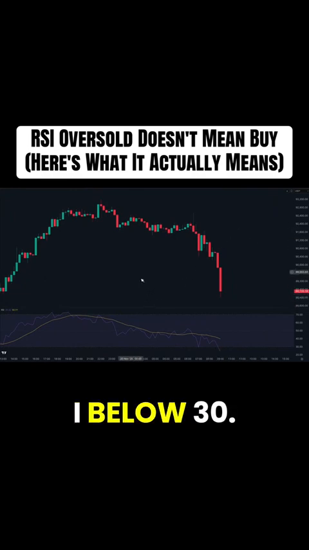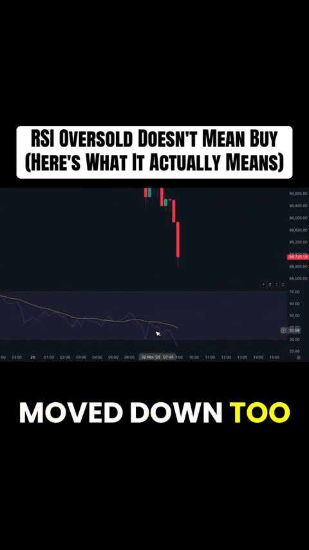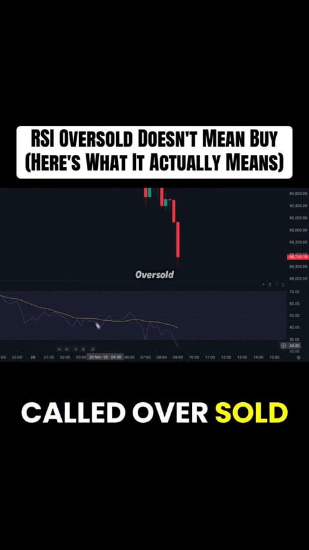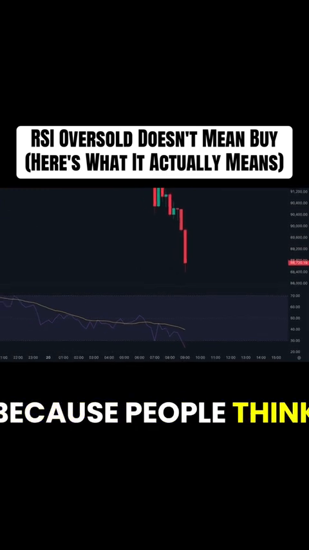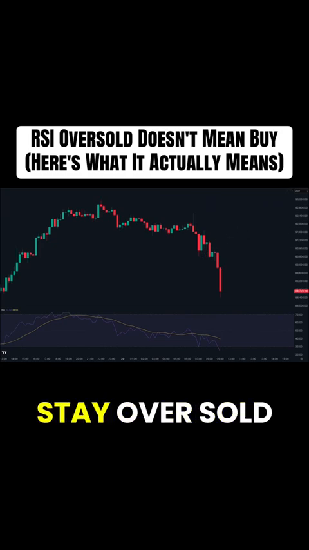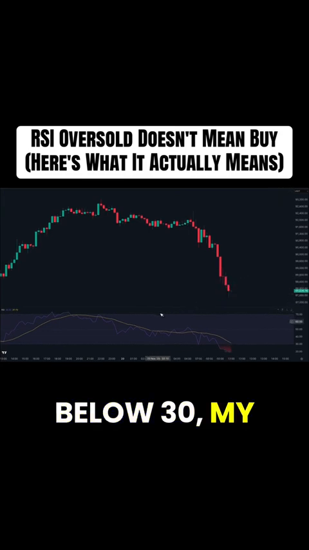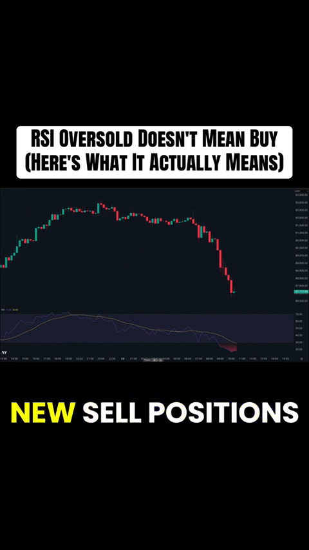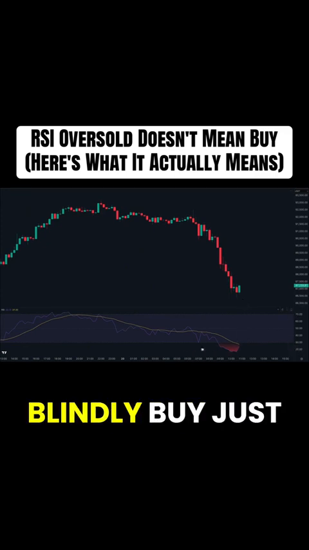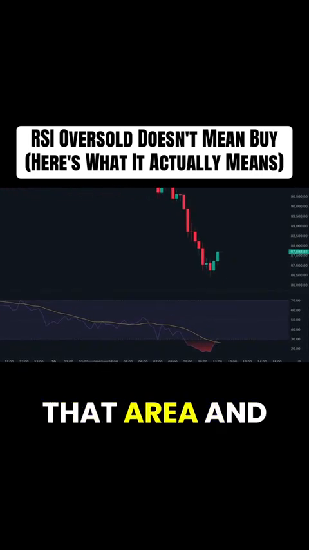First, RSI below 30. When the RSI falls below 30, it's telling you the market has moved down too fast and sellers are in extreme control. This area is called oversold, but that word is very dangerous because people think oversold means price will go up now. That's not true. Price can stay oversold and keep falling. So if RSI is below 30, my first rule is simple. I don't open new sell positions because most of the move is already done. At the same time, I don't blindly buy just because it's oversold. What I do instead is mark that area and watch.